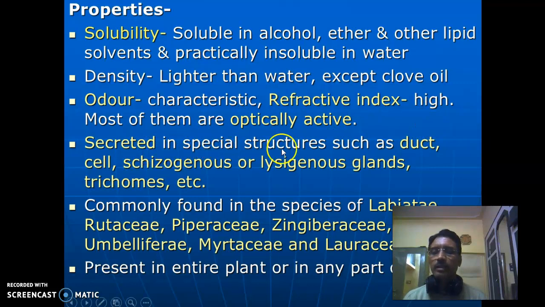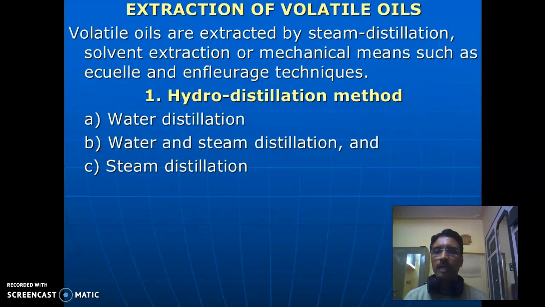They are secreted in special structures such as ducts, cells, schizogenous or lysigenous glands, or trichomes in the plant, commonly found in the families Labiatae, Rutaceae, Piperaceae, Zingiberaceae, Umbelliferae, Myrtaceae and Lauraceae. They are present in the entire plant or in any part of the plant such as the roots, rhizomes, leaves, petals, seeds, etc.